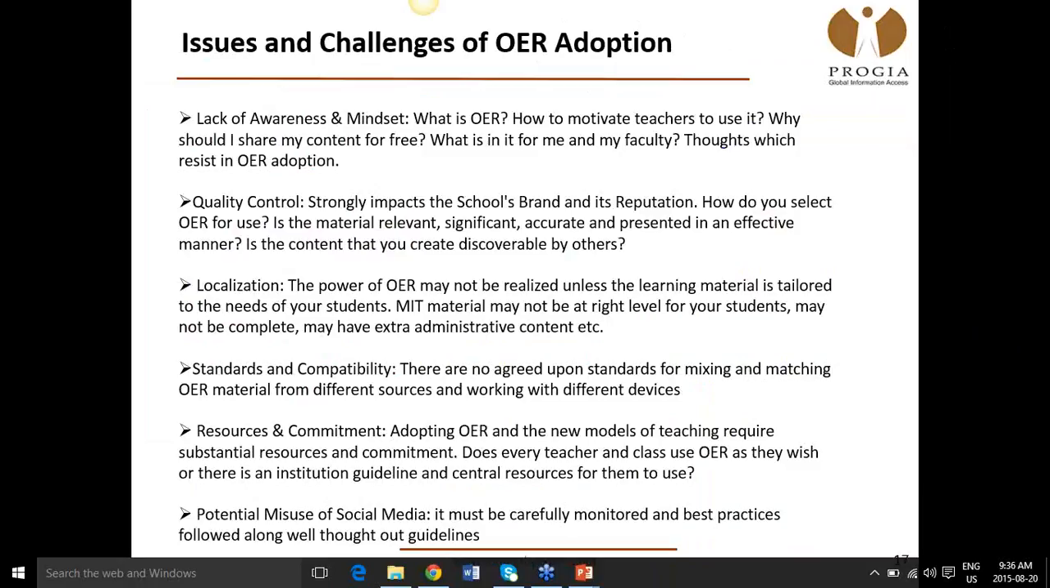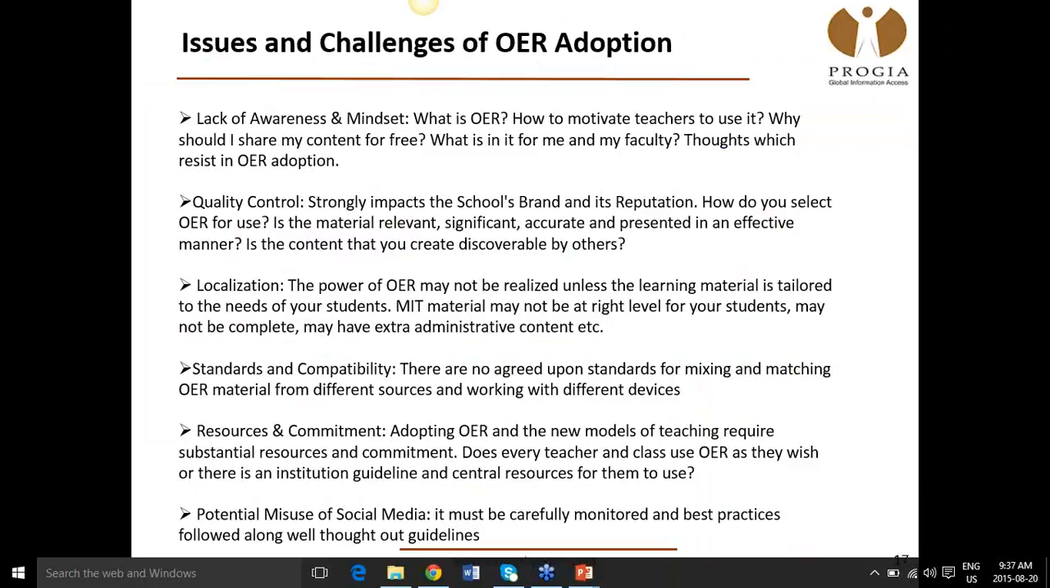Now, once the institute or the teacher decides that they want to use open education resources, there are certainly various challenges and issues associated with it. So what are these? The first is lack of awareness in the minds. As you have seen in the first poll, we saw how many of you are aware of it. In today's poll, I was very happy to see 67% were already aware, or have already heard about OER.